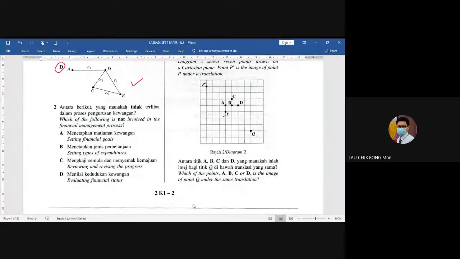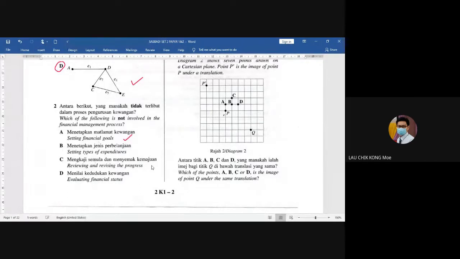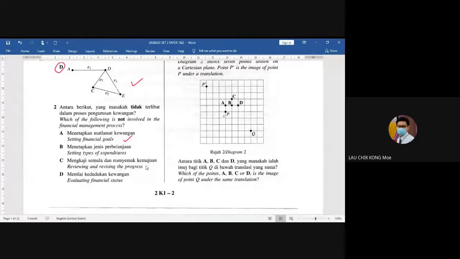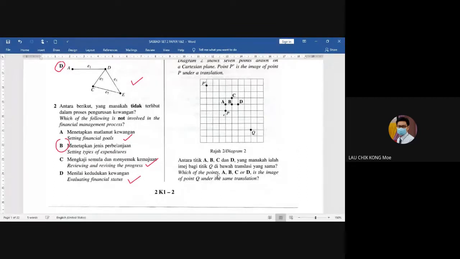Number 1 is setting the goal. Number 2, evaluating the financial status. Number 3, creating the financial plan. Number 4, carrying out the financial plan. And the last one, reviewing and revising the process. So we have 5 processes here. So antara berikut yang manakah tidak terlibat? Setting the financial goal is correct. Reviewing and revising, yes, the last process. Evaluating the financial status, yes. So the answer is B, which is wrong.